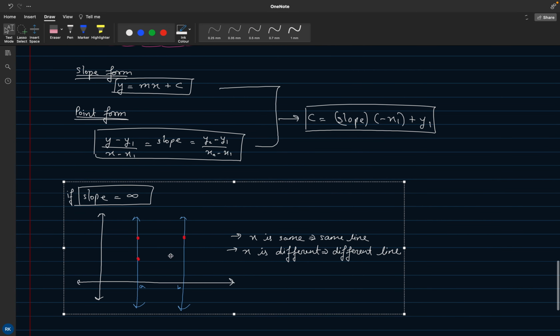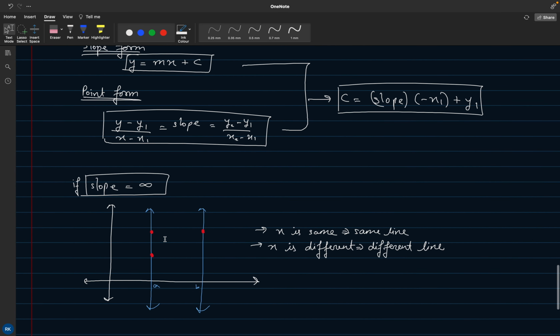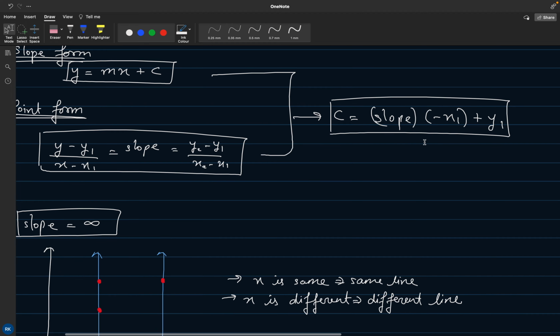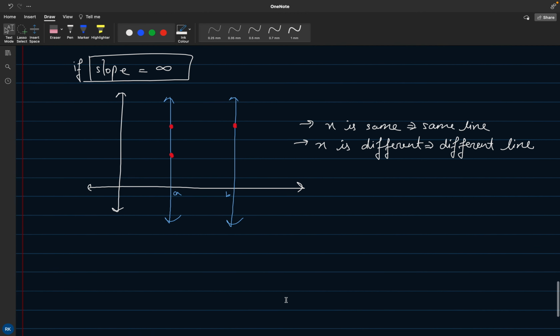So for that, if the slope is infinite, we can see that our lines will be vertical, and if the 2 points remain on the same line, then we can see the x component of that line will be same. So in that case we are going to store this x value in place of this c, if our slope is infinity. Otherwise we are going to use this formula only. So that was all the explanation, and now let's see the code for this.